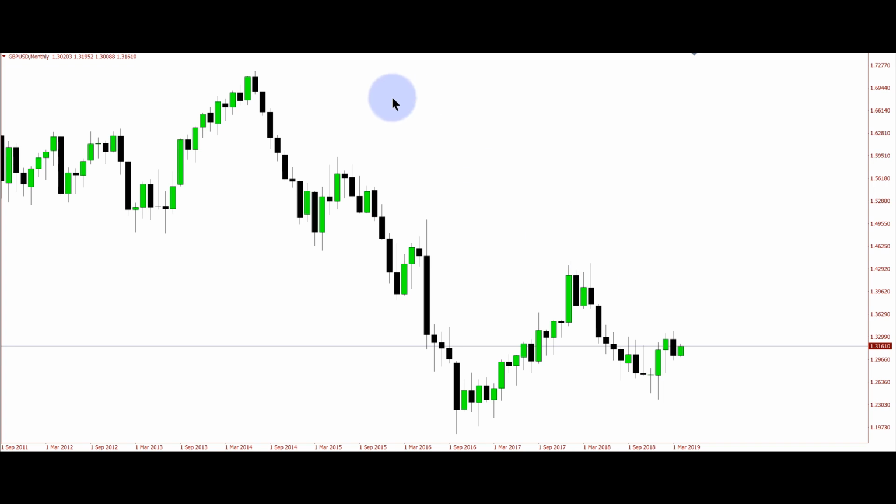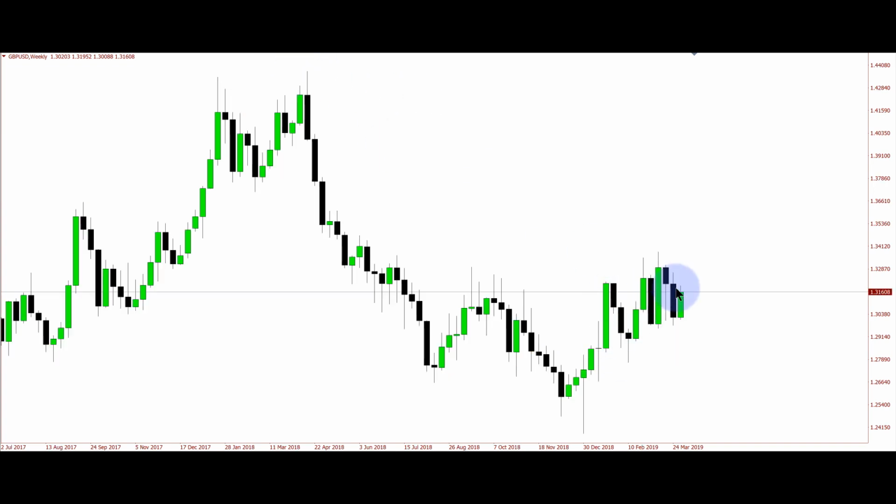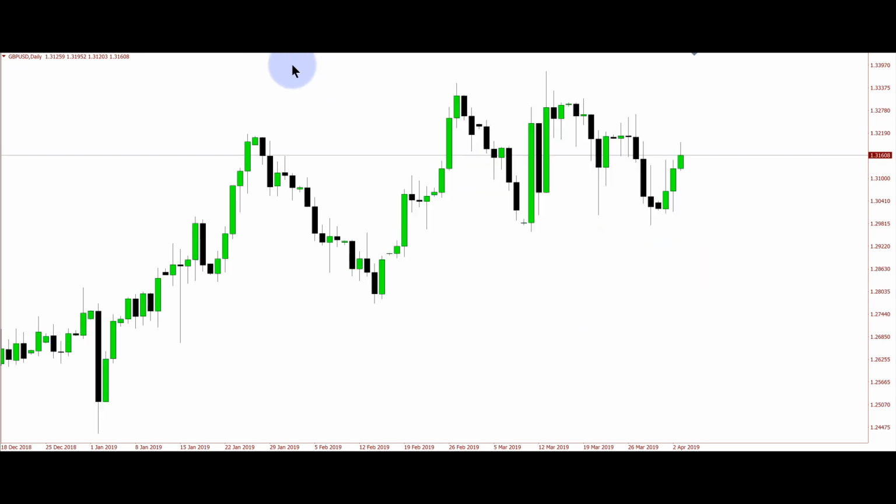So if this chart is the monthly and this is the weekly, look at the mess we're in here. Okay, large consolidation. Same thing occurs on the daily. We're in a large consolidation. So if we have no real clear indications on bias in a market like we're seeing here in consolidation, it forces us to go into scalper.